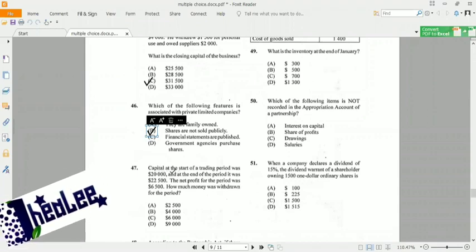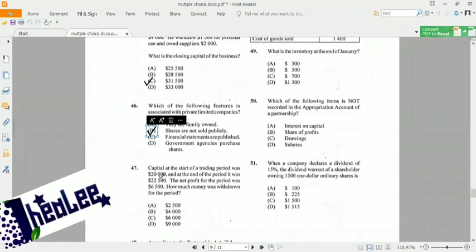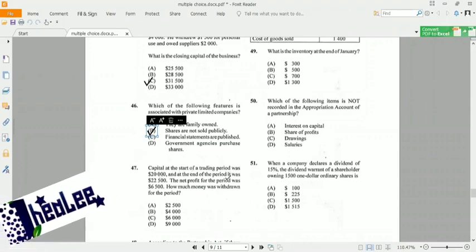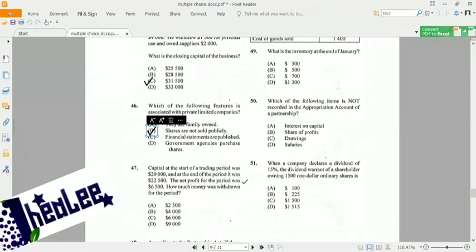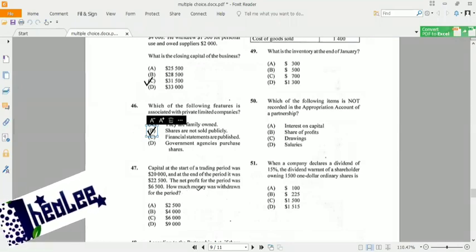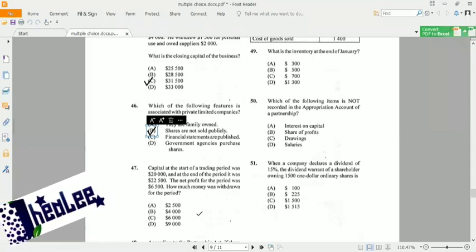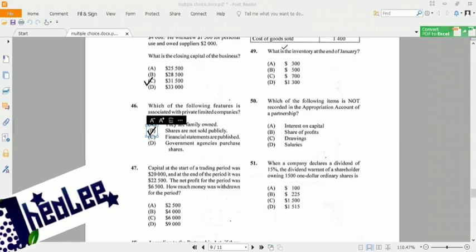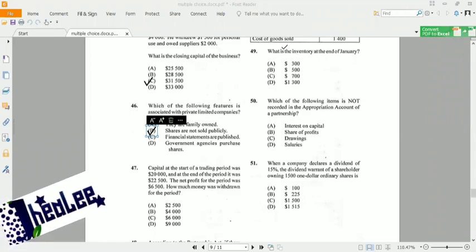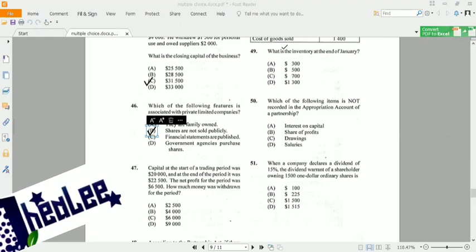So we're doing number 47 now. Capital at the start of the trading period was 20,000. At the end of the period, it was 22,500. The net profit for the period was 6,500. How much money was withdrawn for the period? Remember earlier I told you that this question is usually on the exam, right? So B, Miss, $4,000. Hold on.